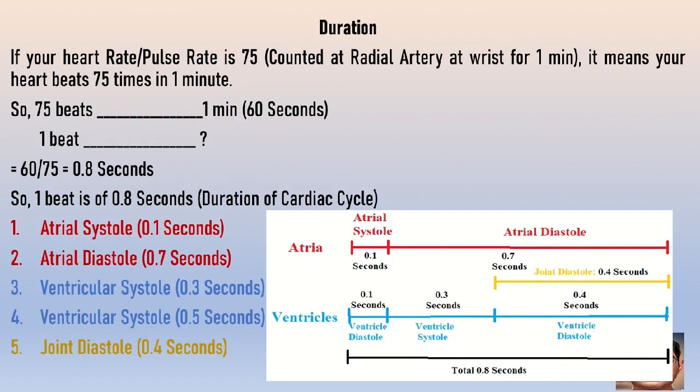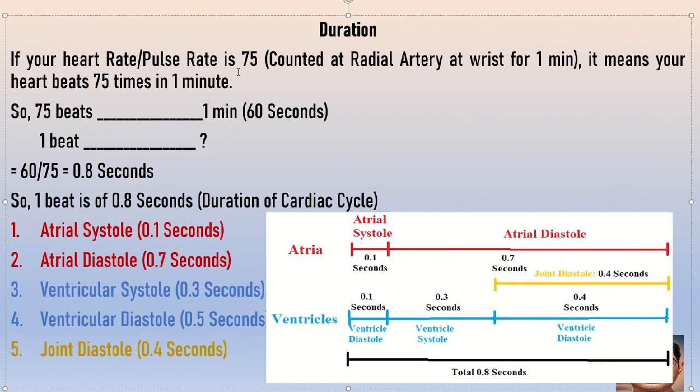Calculating the duration of cardiac cycle means calculating the duration of one beat. Suppose your heart beats 75 times in 1 minute or 60 seconds. You can easily calculate the duration of one beat just by cross multiplication. So 60 divided by 75 comes out to be 0.8 seconds, which is the normal duration of cardiac cycle, if your heartbeat is 75 times per minute.